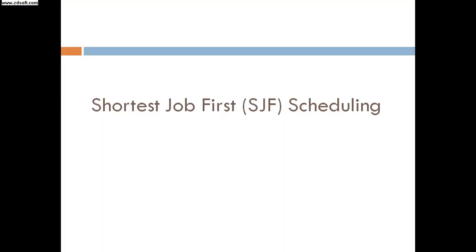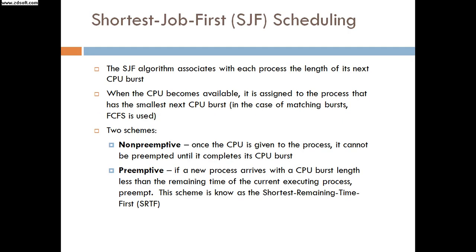In this session, we shall discuss the shortest job first scheduling. In this algorithm, it will associate with each process the length of its next CPU burst. When the CPU becomes available, it is assigned to the process that has the smallest next CPU burst. It comes with two schemes: non-preemptive and preemptive SJF.